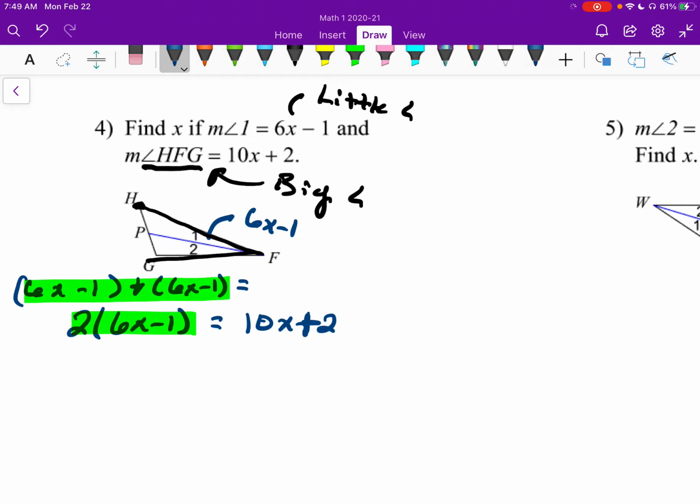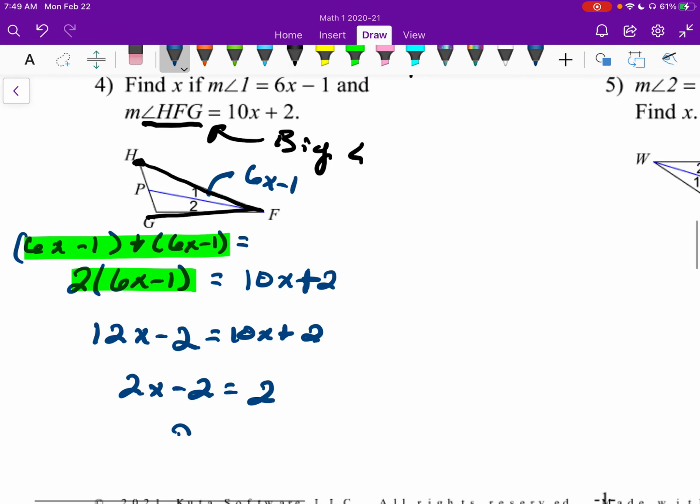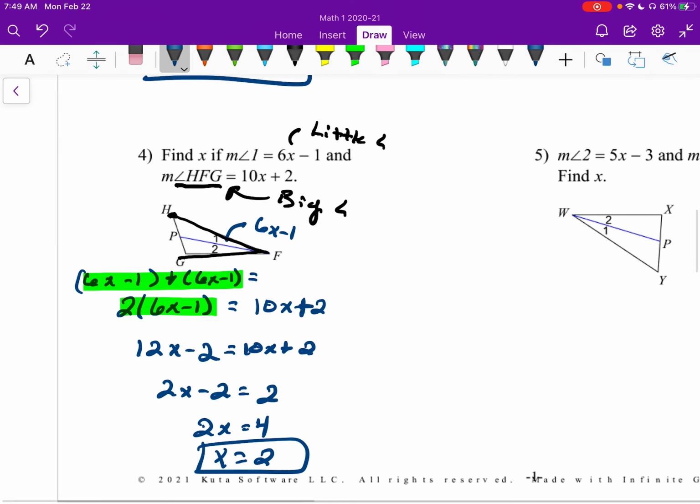So 2, and I'll distribute my 2. This will be 12x minus 2 is 10x plus 2. I'll subtract my 10x to the left, and I'll have, well, 2x minus 2 is 2. So 2x is 4, and x is 2. Right? And the reason that this problem was special is because it gave us the original angle, right? That angle HFG is the big angle, the angle that got bisected.